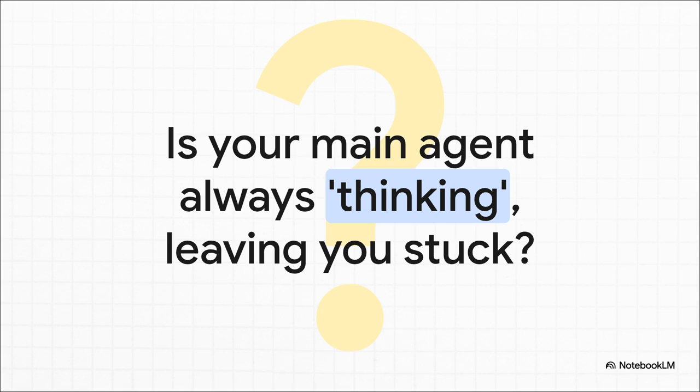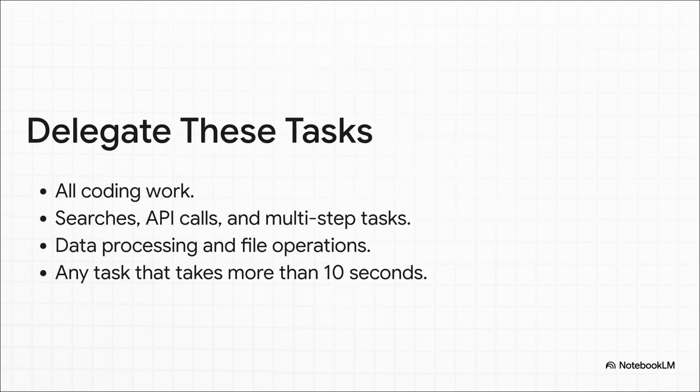By delegating, you unblock your main agent so you can keep the conversation going while another agent is working away in the background. The rule of thumb here is really simple. If a task is going to take more than, say, 10 seconds, just delegate it. That means all coding, all API calls, complex searches, file processing, you name it. Let a specialized sub-agent handle that stuff while your main agent stays free to chat and plan with you.